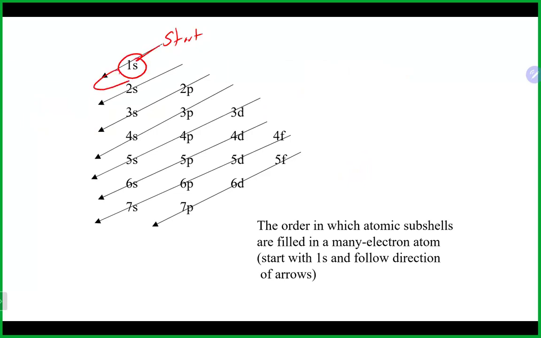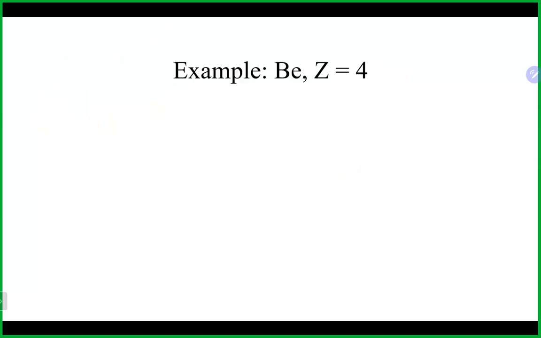That's going to give us 2. We're going to zigzag back. That's going to give us our other 2 that we need for our total of 4 electrons. And that's going to give us 1s2, 2s2 in this case.